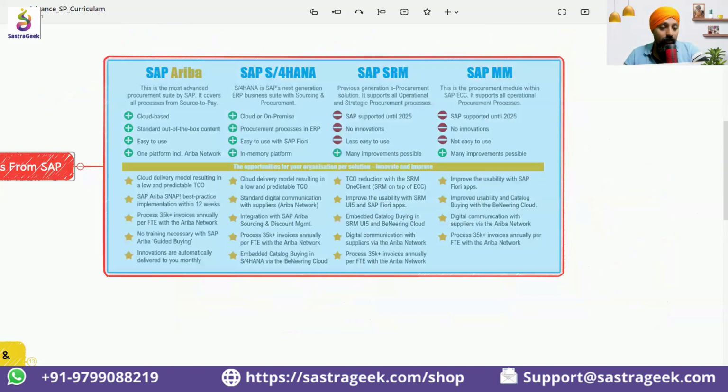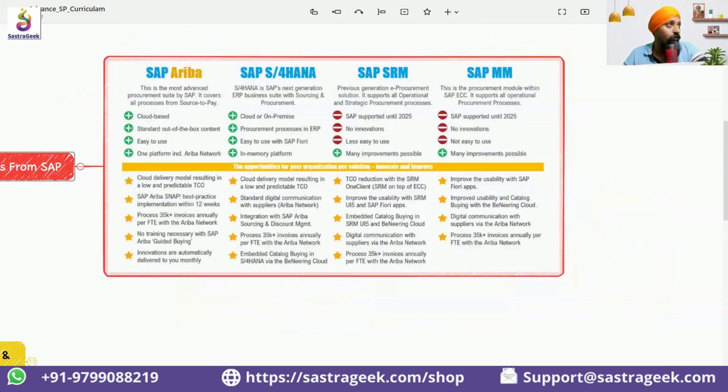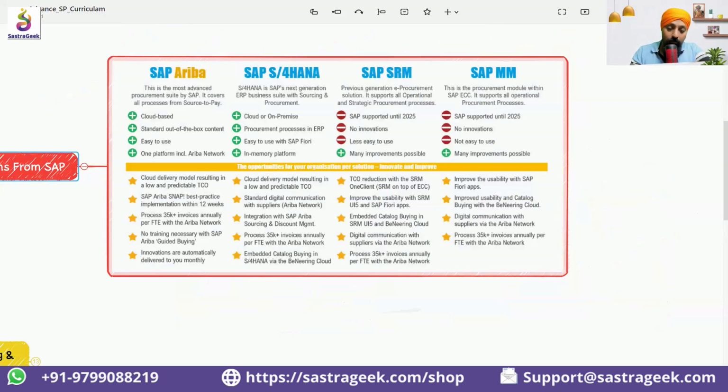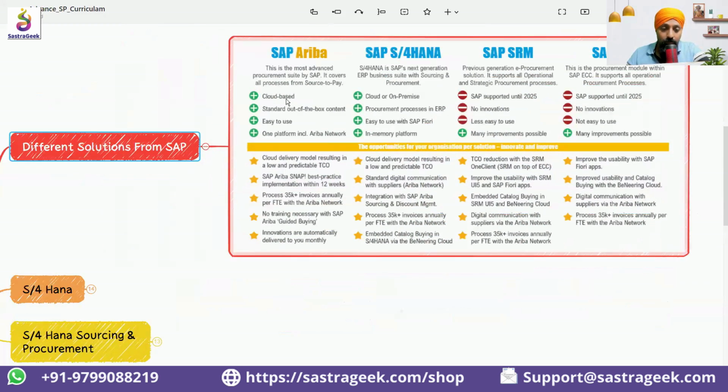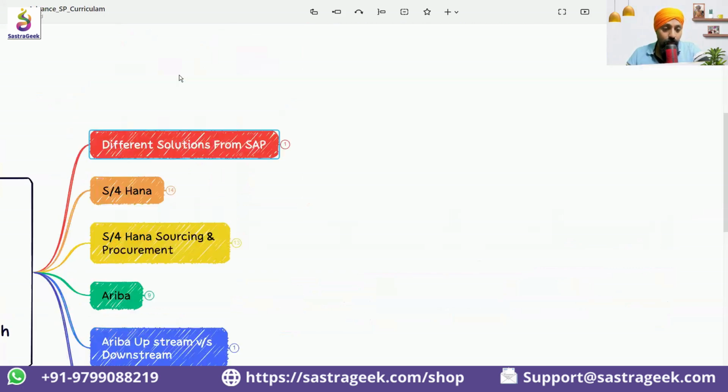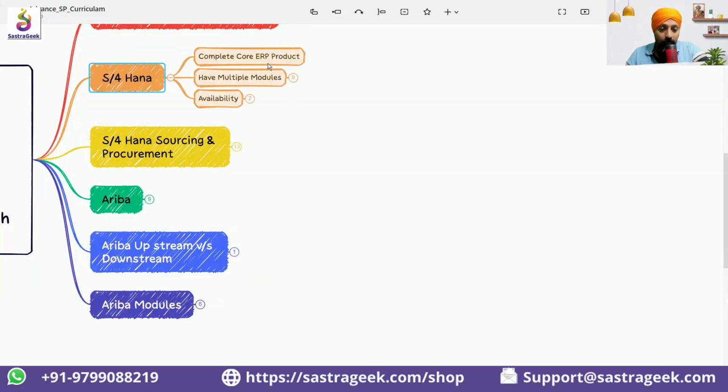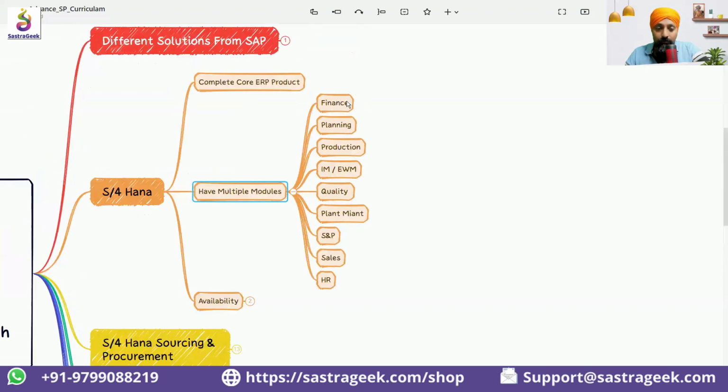Okay, so these are the product features, and you should now know what things are going to happen and what things are going to be removed in future. So we talked about S4HANA, a complete ERP product. It has multiple modules. These are a few of the modules. There can be 10 more modules. I can write them here.